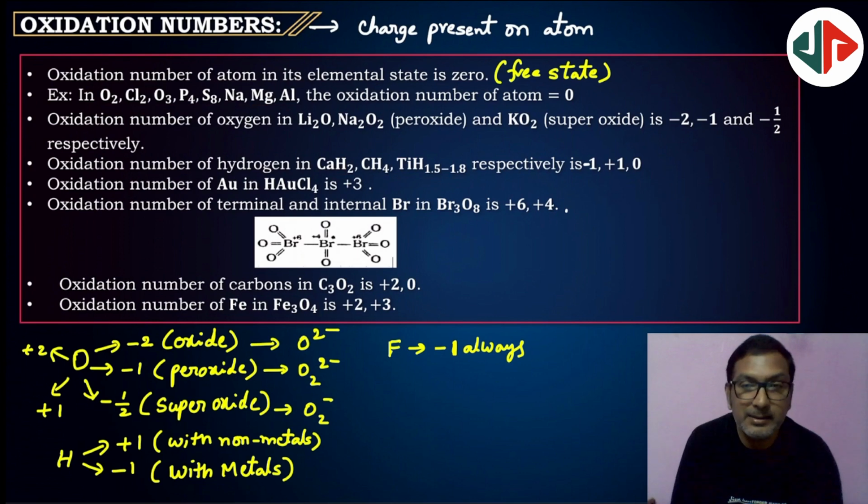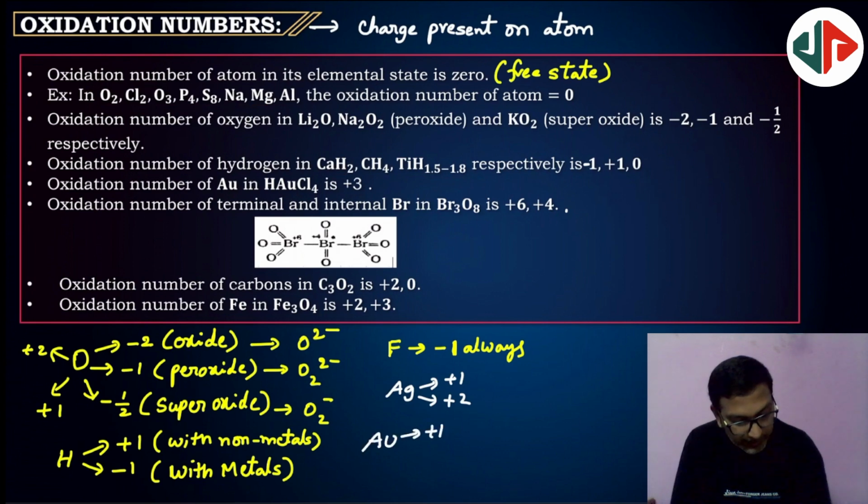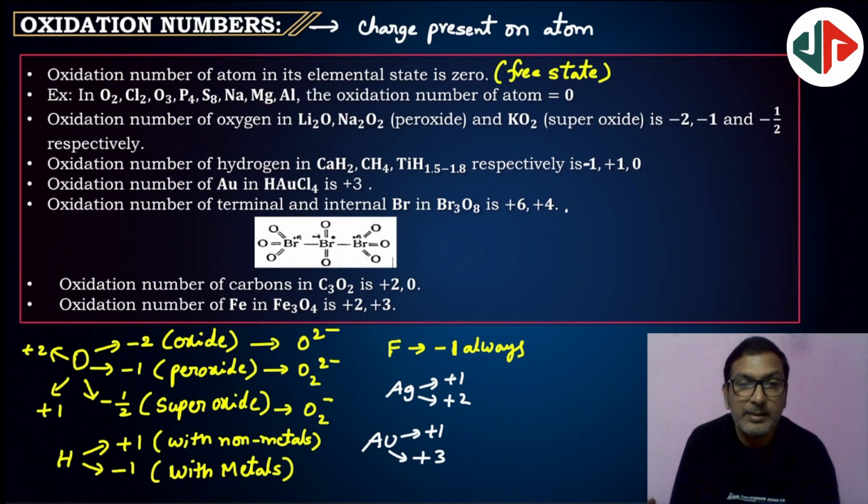Interstitial compounds: we'll get this information in d-block elements. Next, the oxidation state of Au, gold. In auric acid, it is +3. For silver, +1 and +2 are common states. For Au, +1 and +3 are common oxidation states. Silver and gold.